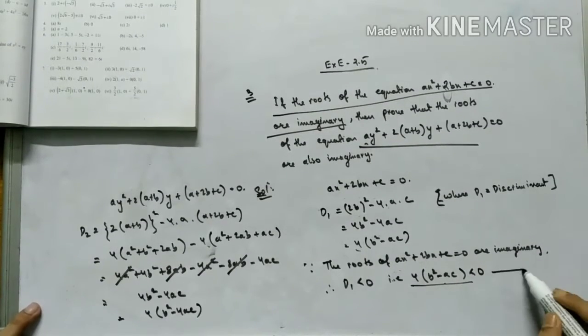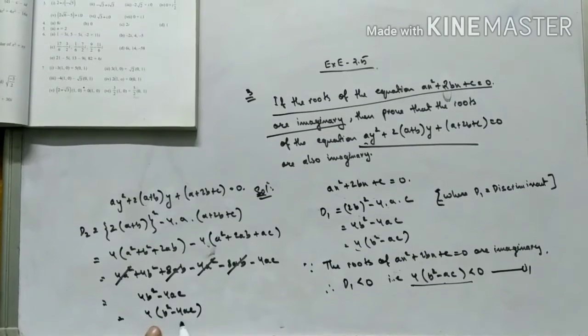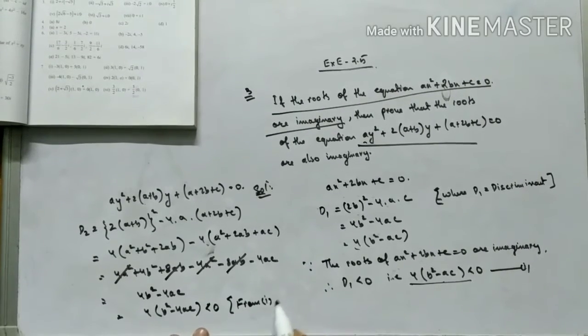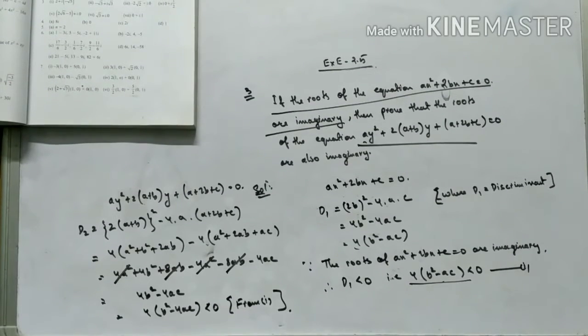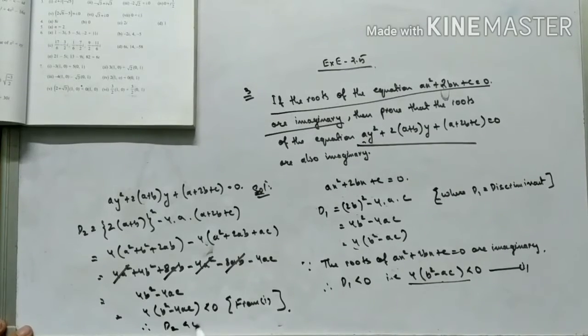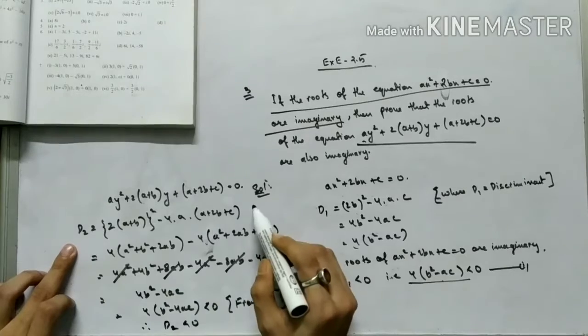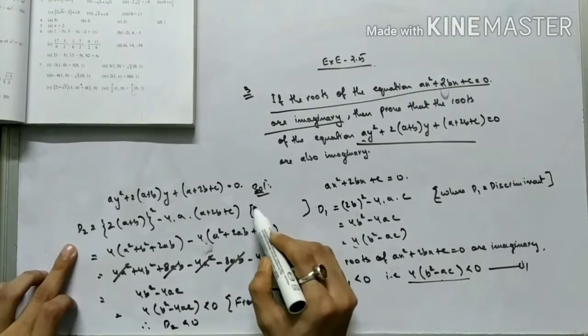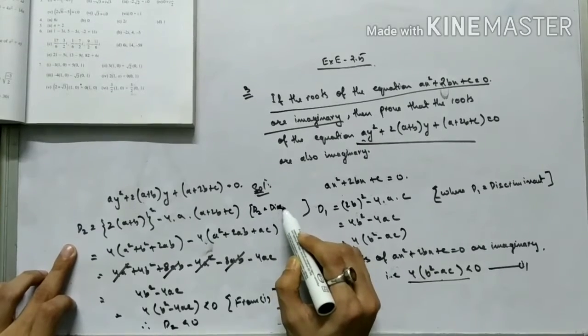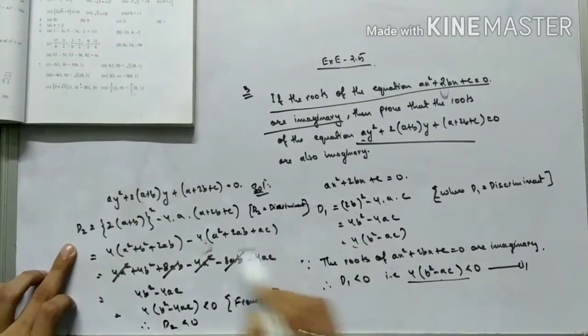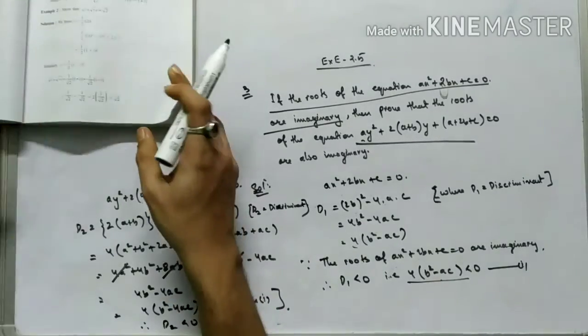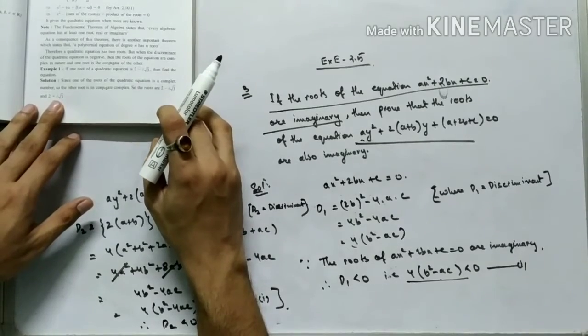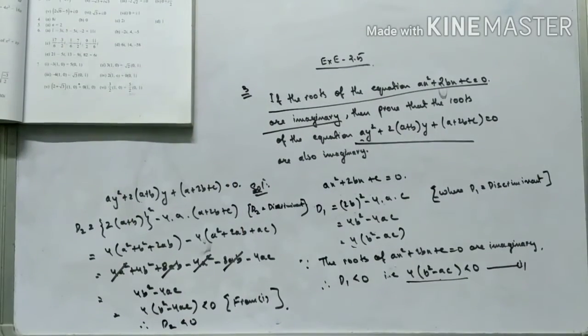So therefore, let me write, this is equation 1, and therefore this will also be less than 0 from 1. Okay, so therefore d2 is less than 0. Understand? This is d2, I have written it in the bracket, similar to how I wrote d1. d2 is equal to the discriminant. Okay, discriminant means b square minus 4ac. It is called the discriminant of the quadratic equation.